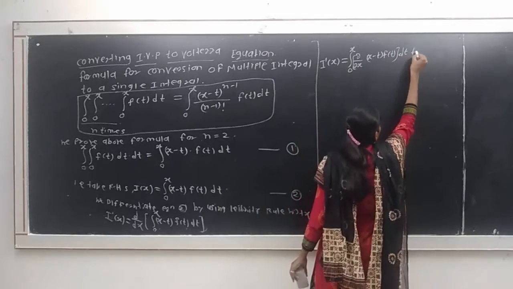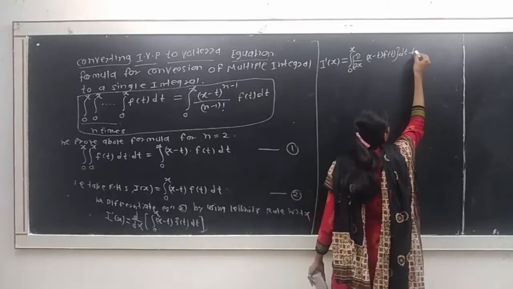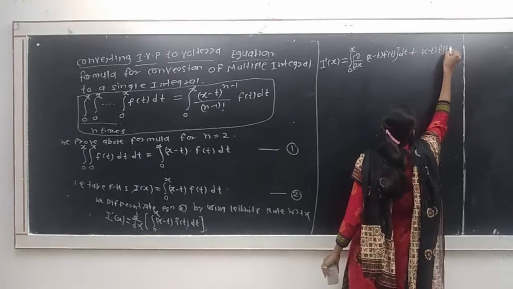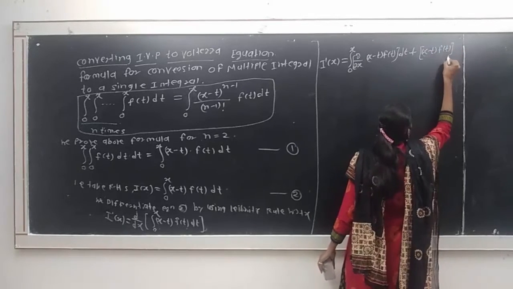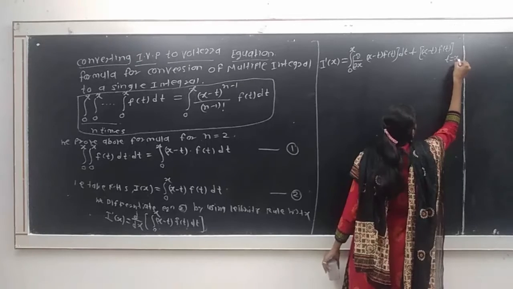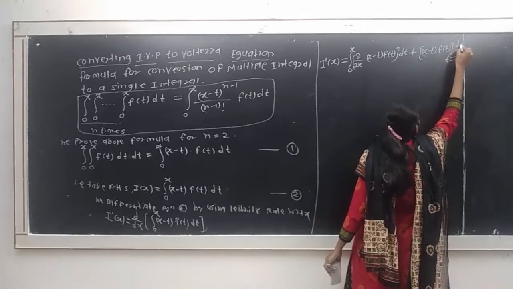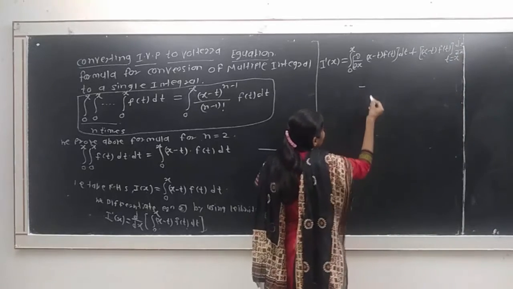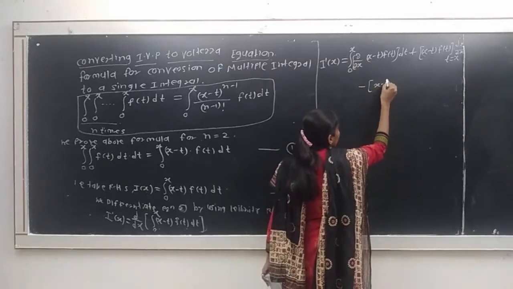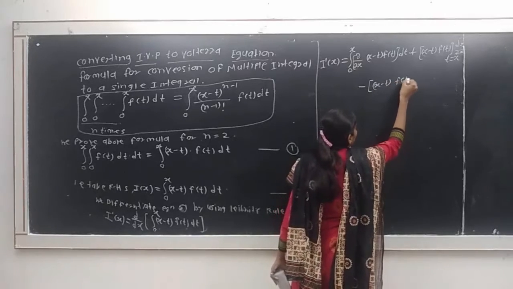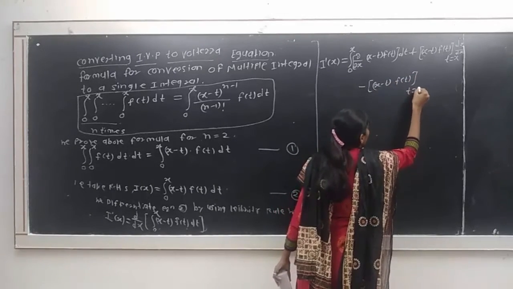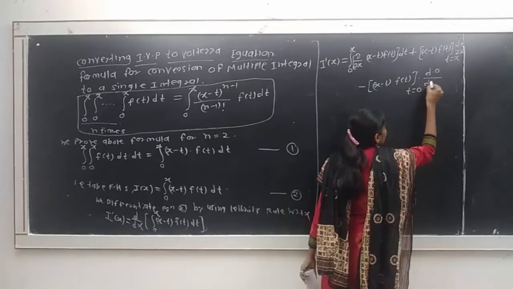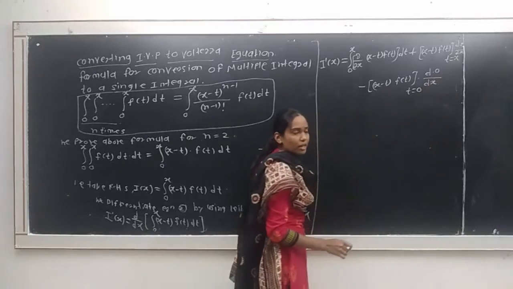Then plus we put the upper limit in this function, that is (x minus t) f of t at t equal to x, the upper limit will be x, into the derivative of that upper limit with respect to x, that is dx by dx, minus (x minus t) f of t at t equal to 0, that is the lower limit, and take the derivative of this lower limit with respect to x, that is d0 by dx.